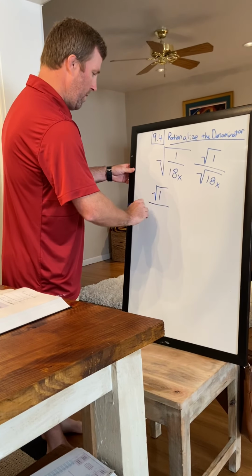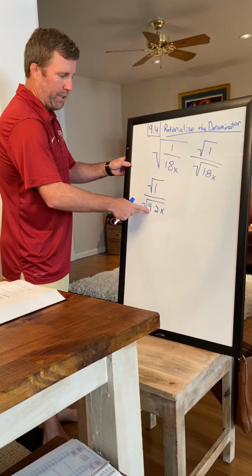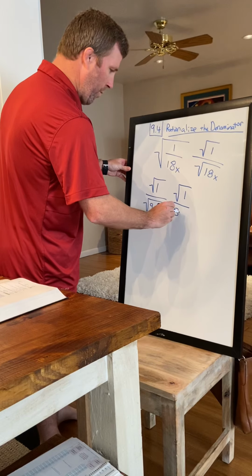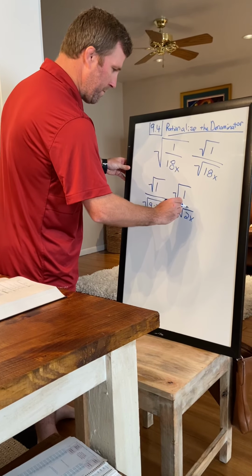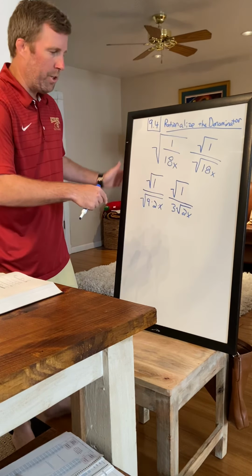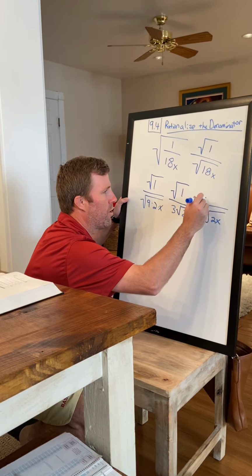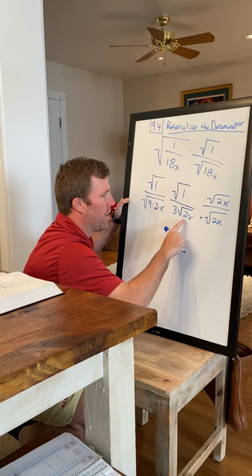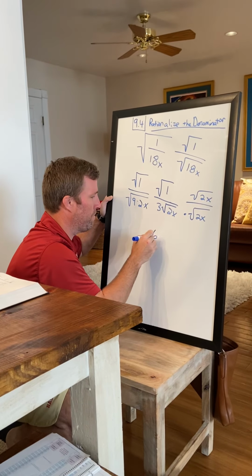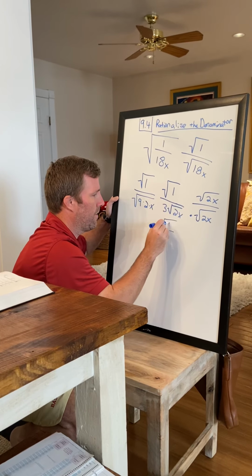So the square root of 1 over the square root of 9 times 2 times x. The square root of 9 is 3, so bring it out front. So I get the square root of 1 over 3 times the square root of 2x. Oh, I can't leave this as my final answer because I still have a radical in the denominator. So I have to multiply both the bottom and the top by the square root of 2x. The square root of 2x times the square root of 2x is 2x. 2x times 3 is 6x. The square root of 1 times the square root of 2x is the square root of 2x.